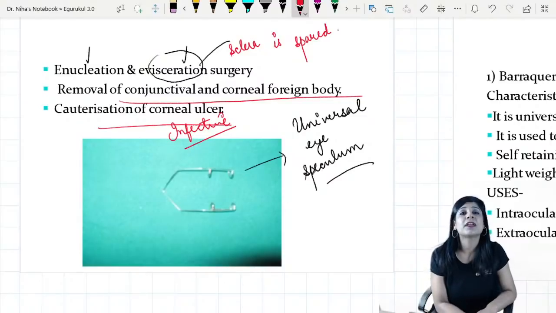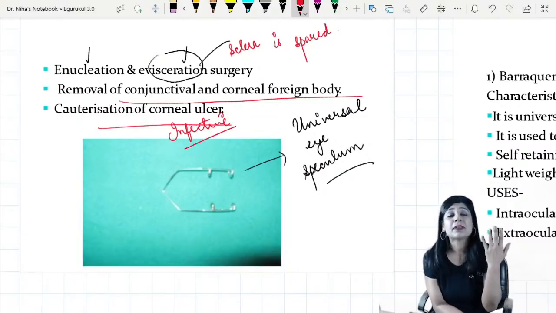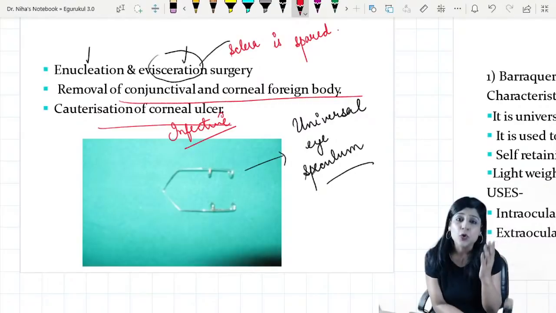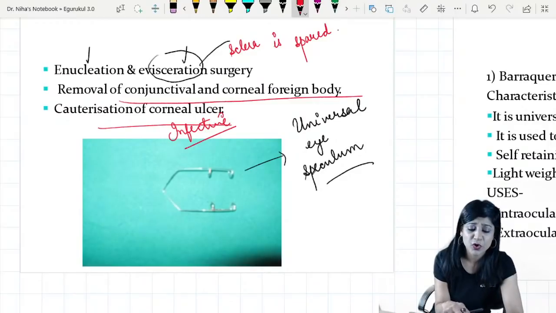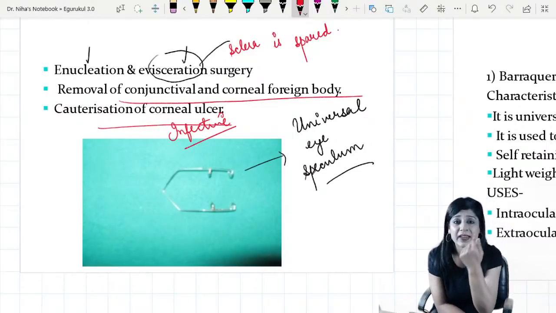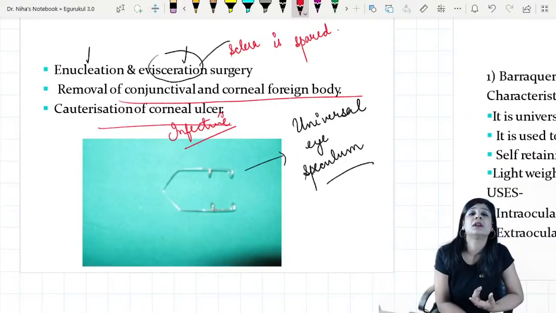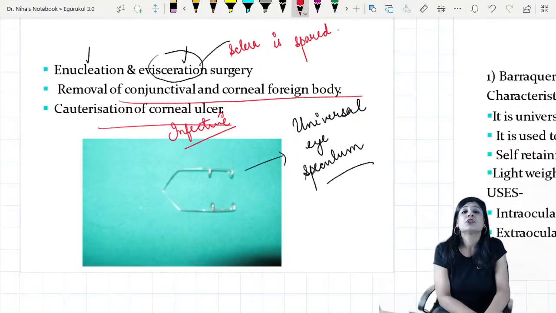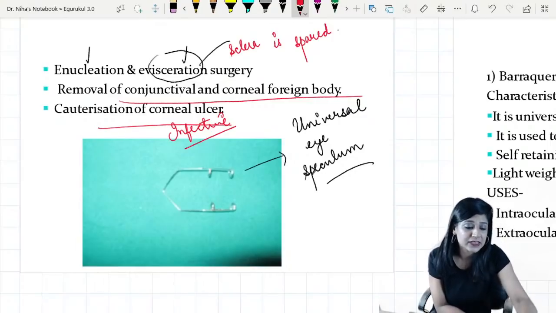So in cases of corneal ulcers, when you require cauterization, when you require debridement, maybe the non-healing ulcers are there, then in those cases also you require the eye speculum in order to do all these procedures. For all the intraocular as well as the extraocular surgeries also, we actually require the speculum so that we have wide visualization of the eyeball. You have to give the limbal incision in cases of intraocular surgeries. So for the intraocular surgeries, for the extraocular surgeries, for all sorts, we actually require this eye speculum.